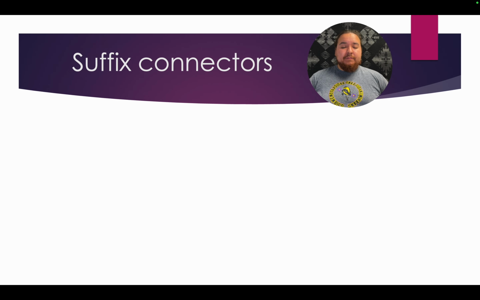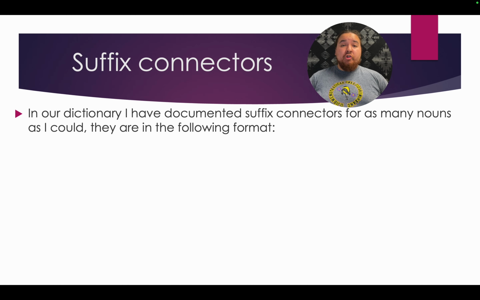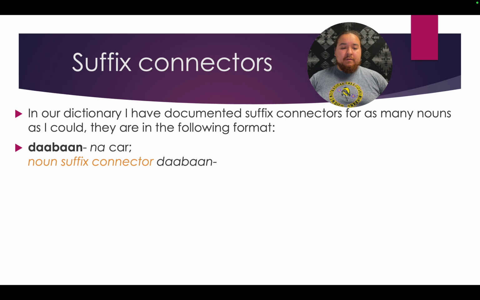Suffix connectors. So in our dictionary, I have documented suffix connectors for as many nouns as I could. They are in the following format. So we have daban, which is NA, which stands for noun animate, and its translation, car. Next, we have noun suffix connector, daban with a dash. This means that there's no suffix connector we need to worry about.